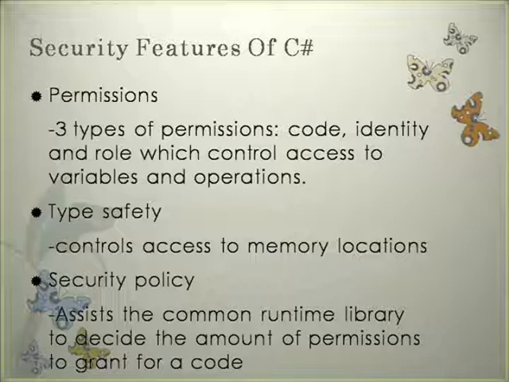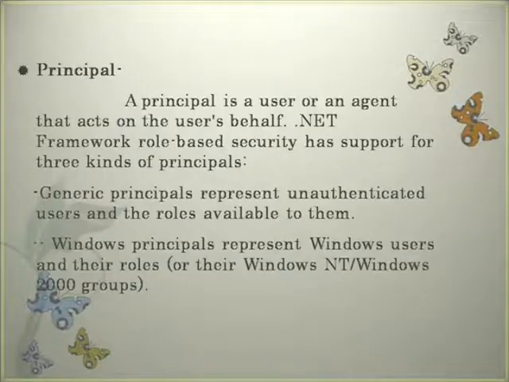C# has a well-defined security policy which allows the runtime library to decide the amount of permission to grant to a piece of code. Principal. A principal is a user or an agent that acts on the user's behalf. .NET Framework role-based security has support for three kinds of principals.